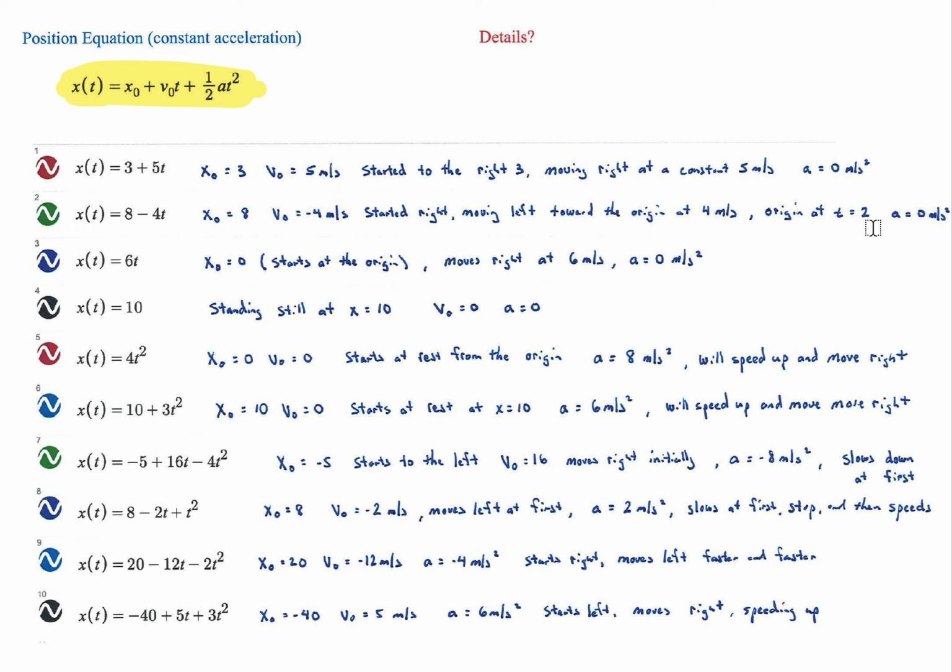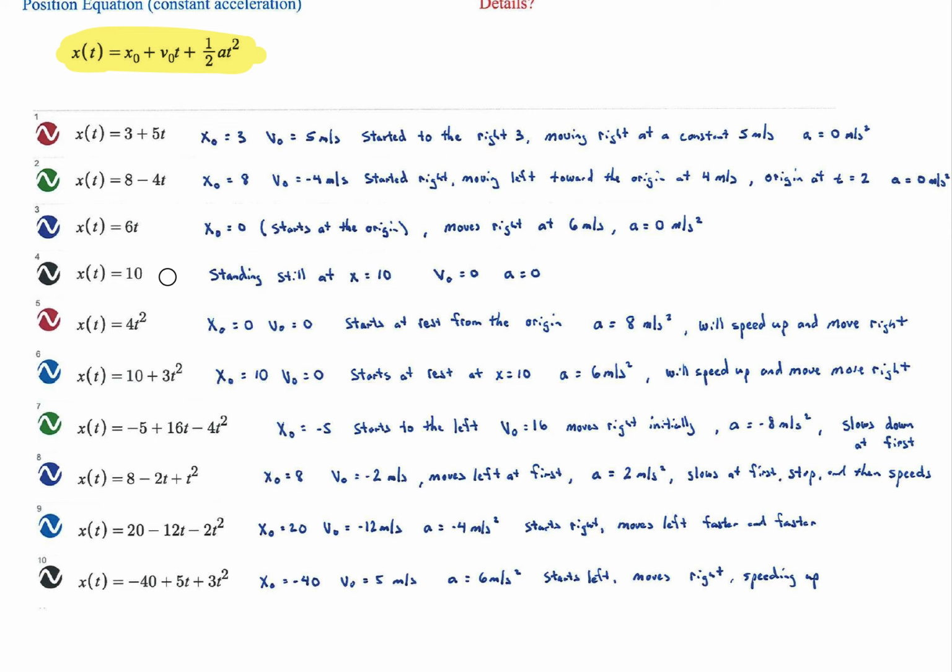Definition of a negative velocity. And again, it's got no acceleration. And so it will just be traveling left at 4 meters per second for eternity. All right, look, case 3. Case 3 is even easier. There's no constant term out in front, which means the original position is just 0, which means it starts at the origin. In this case, it just moves to the right at 6 meters per second forever, because the acceleration is also 0.